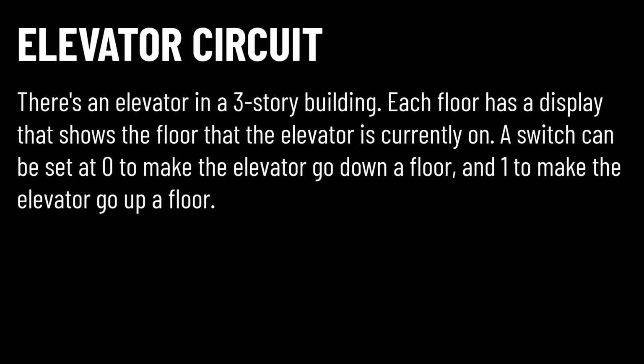In this first example, we'll model an elevator in a 3-story building. Each floor has a display that shows which floor the elevator is on. There's a switch that can be set at 0 to make the elevator go down a floor when the clock ticks, or set at 1 to make the elevator go up a floor when the clock ticks. This is an input variable that we'll call x.